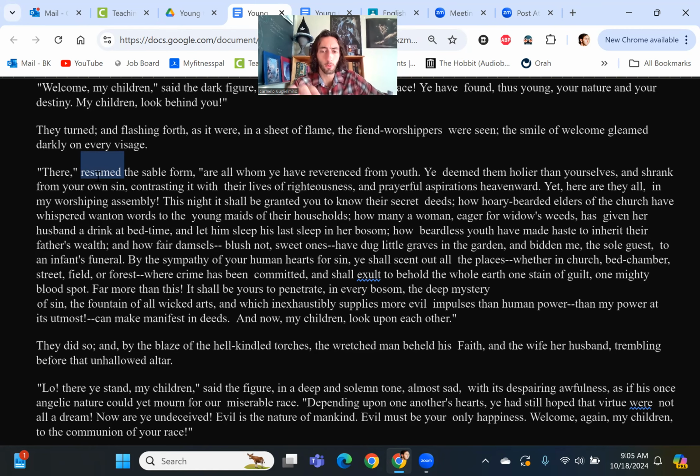He says, "This night it will be granted to you to know their secret deeds, how hoary, bearded elders of the church have whispered wanton words to young maids of their households, how many a woman, eager for widow's weeds, has given her husband a drink at bedtime and let him sleep his last sleep in her bosom, how beardless youths have made haste to inherit their father's wealth, and how fair damsels, blush not, sweet ones, have dug little graves in the garden and bidden me, the sole guest, to an infant's funeral."